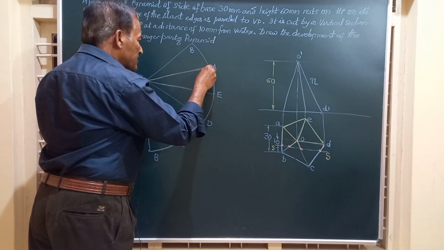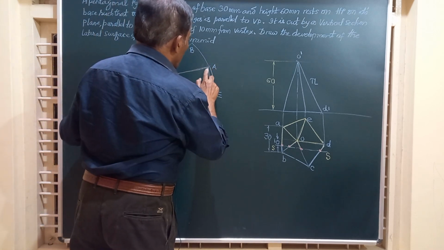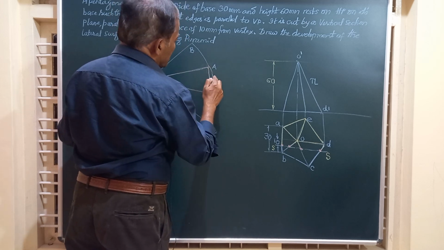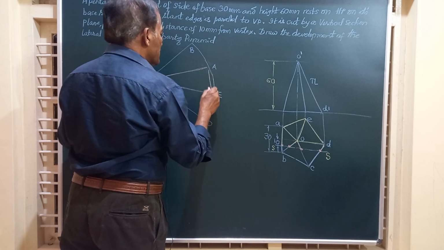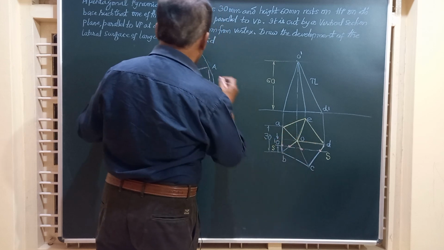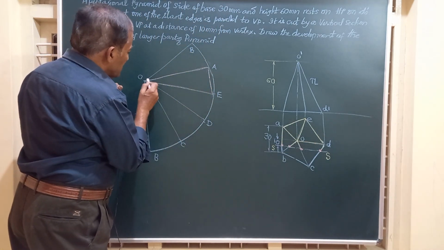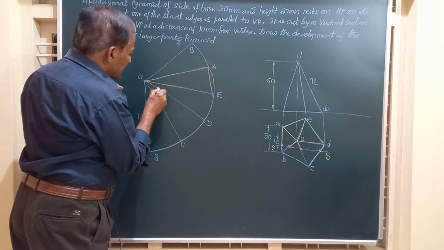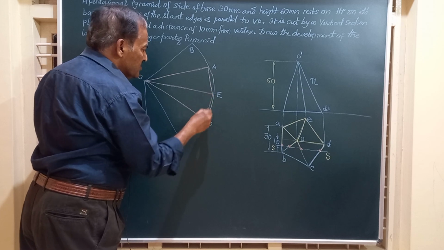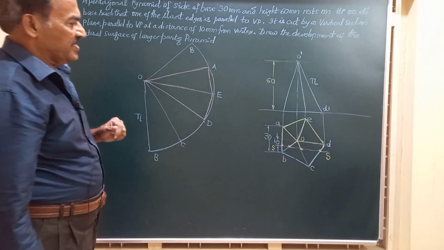So show the base edge like this by a dark line. Then friends, after this, we have OA, OD and OE. OA, OE and OD are to be joined by a dark or visible line. So this is also retained. So this part of the pyramid is not touched by the section plane.